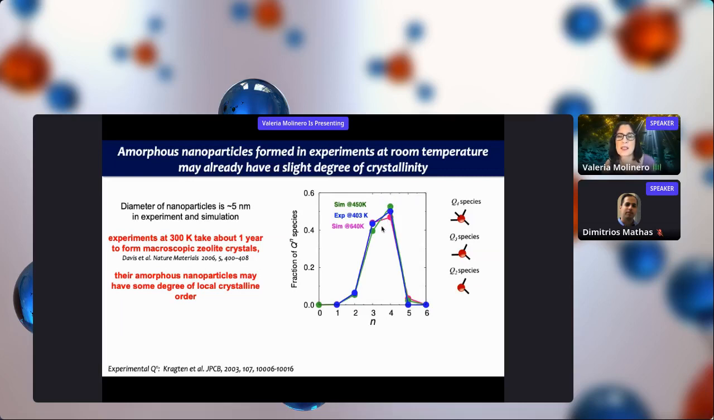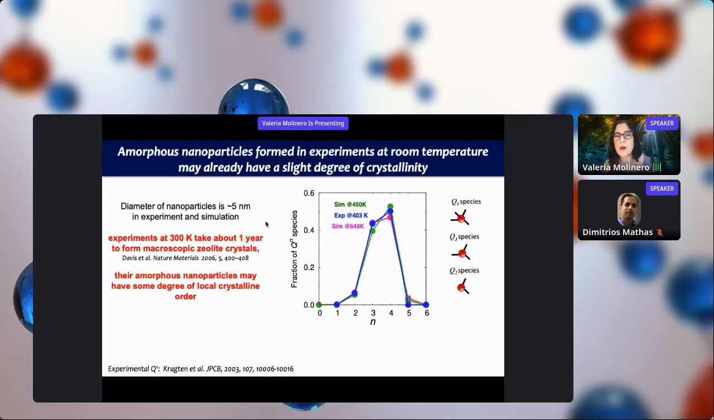And this to us suggests that there may be a small degree of crystallinity already, as we see in the simulations at 450, but in the experiments at 400 Kelvin. I would like to emphasize that this idea that we have, that the system is glassy already at 400 Kelvin or so, is consistent with the experiments.